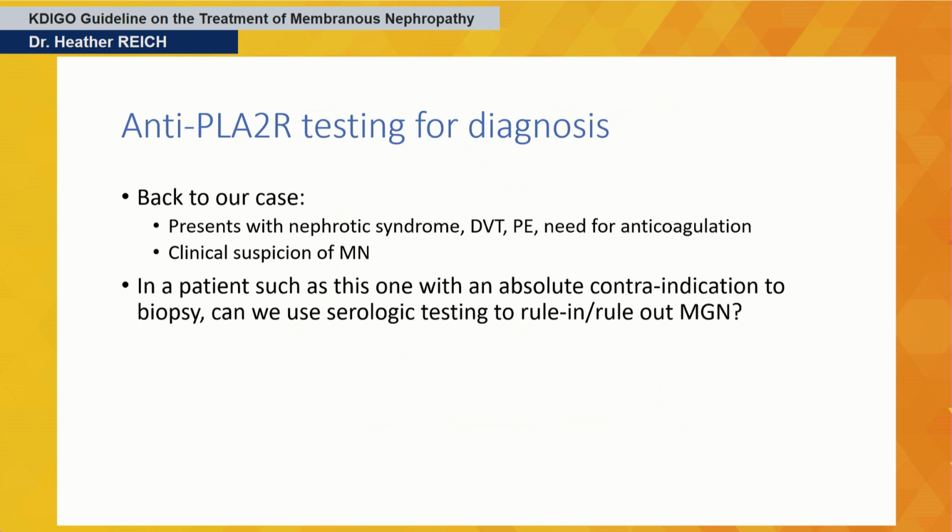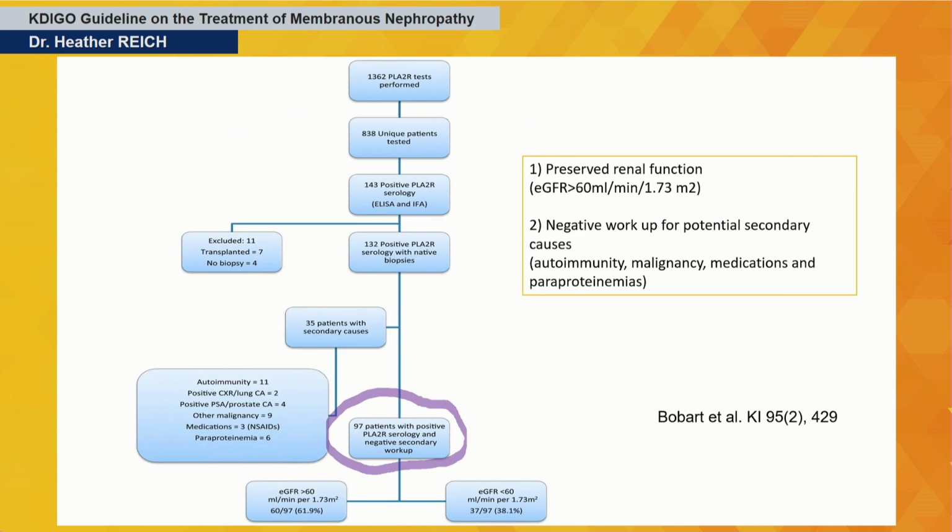So back to our case. With an absolute contraindication to biopsy, can we use serologic testing to rule in or rule out membranous nephropathy? The suggestion that a serum PLA2R assay can be used to avoid kidney biopsy comes from data from a single observational study. In over 800 patients, there were 97 who had positive PLA2R antibodies detected by both immunofluorescence assay as well as cell-based assay.